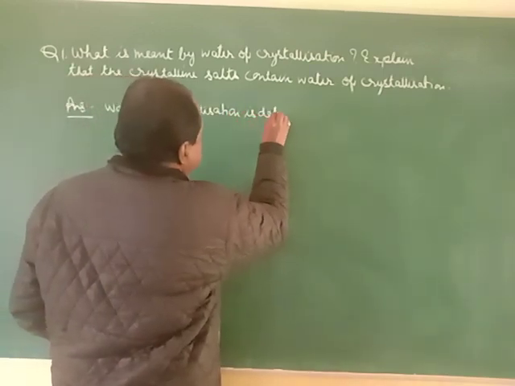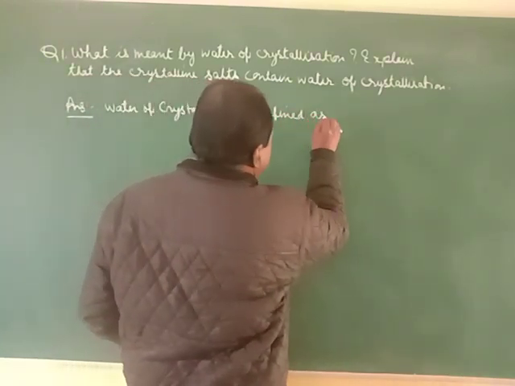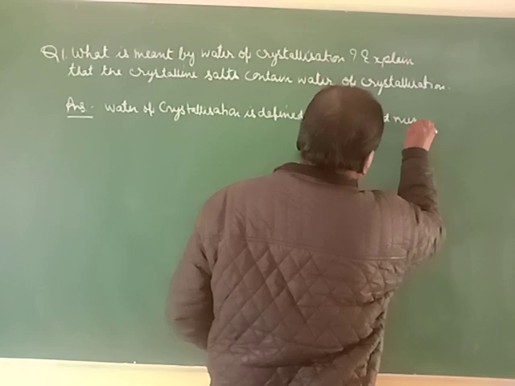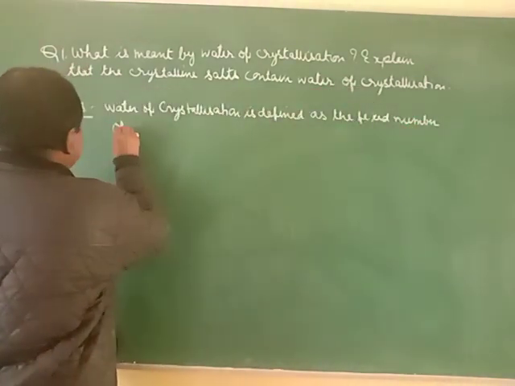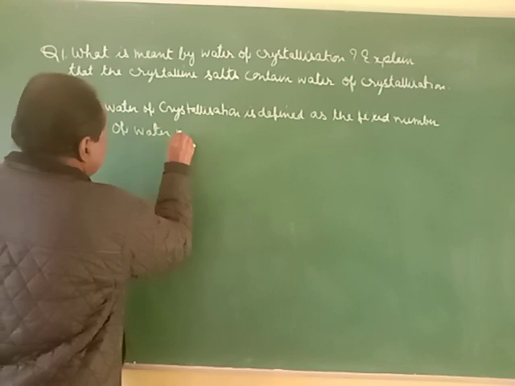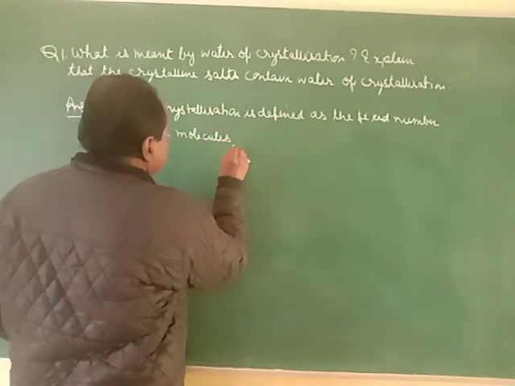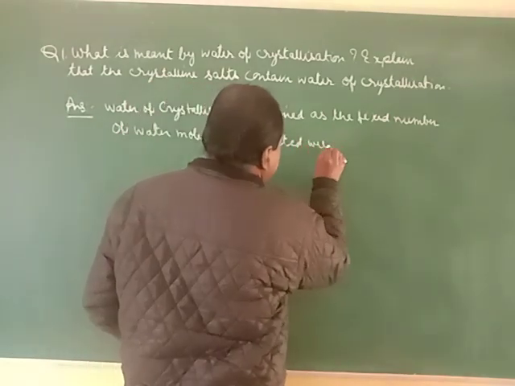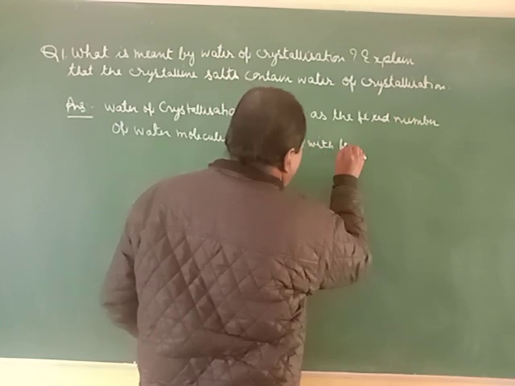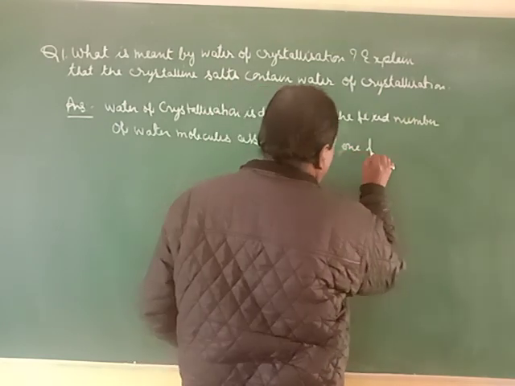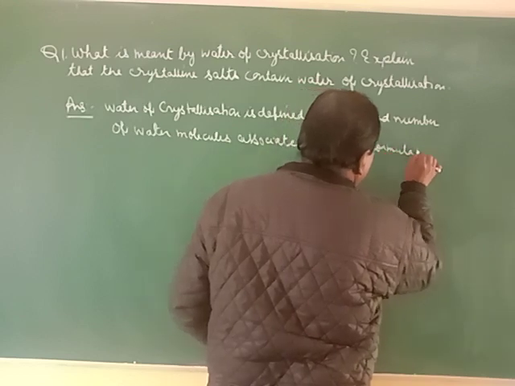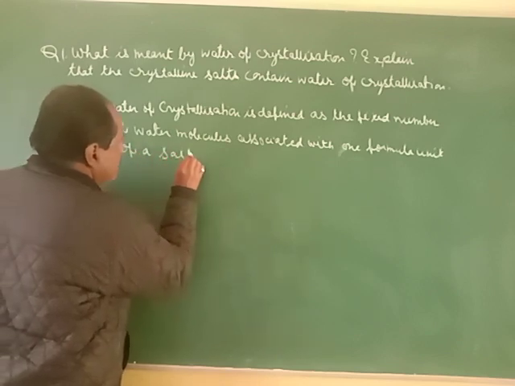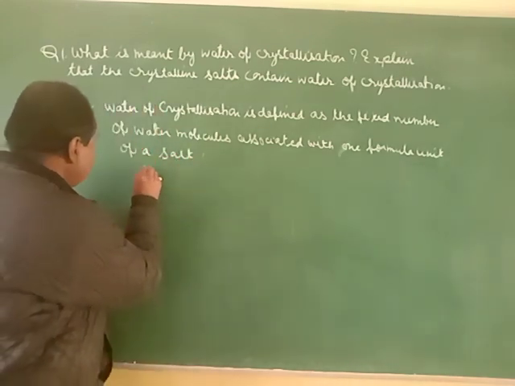is defined as the fixed number of water molecules associated with one formula unit of a salt. Let us give one example also.